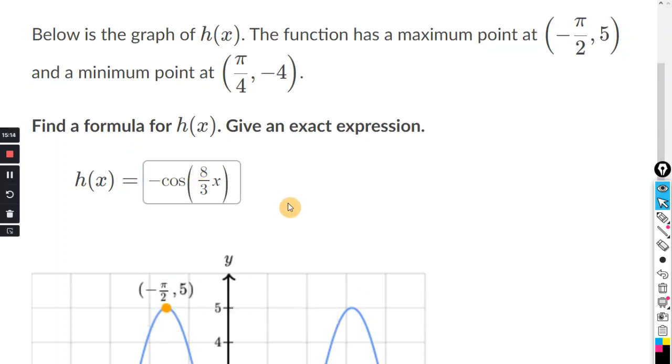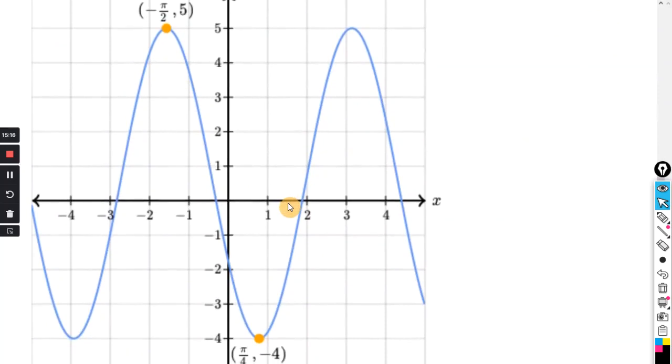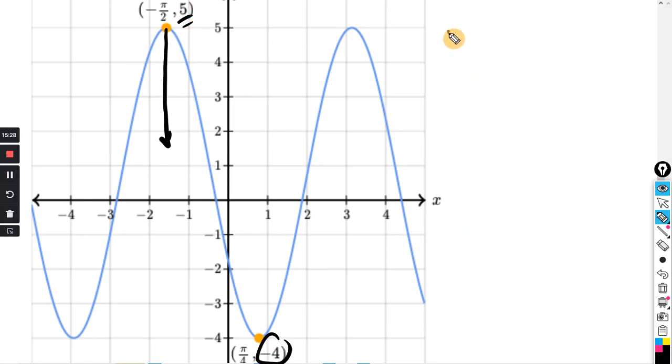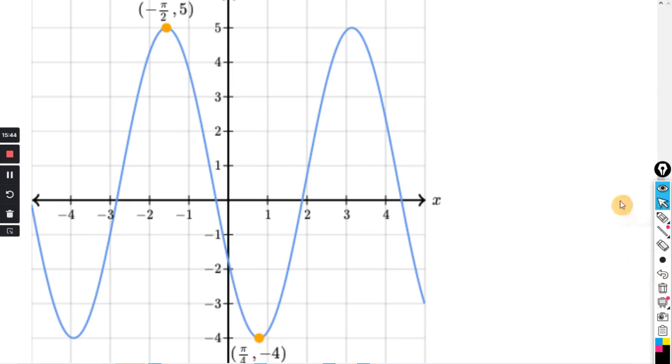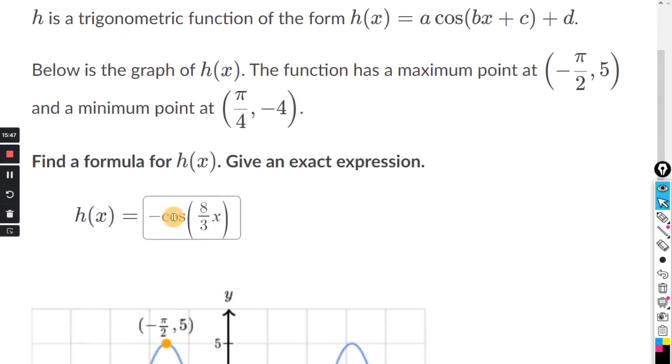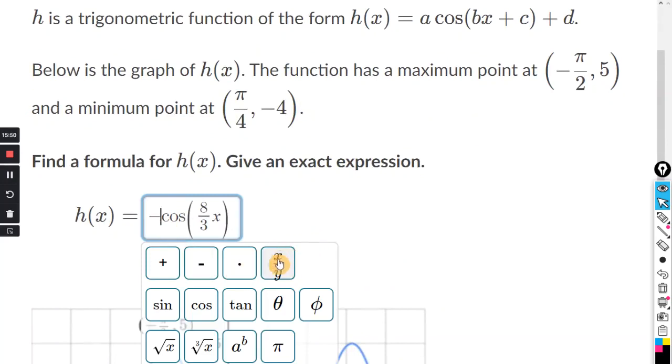All right, and now let's look for our amplitude. All right, we're looking at the y coordinates now. Amplitude, remember, that's only halfway there. So we're going halfway from 5 to -4. All right, so half of 5 minus -4. That's going to be half of 9, which is 9/2. All right, so the amplitude is 9/2. The value for A is 9/2. But this is a negative cosine, so it's actually -9/2. So hit the fraction button, 9/2.